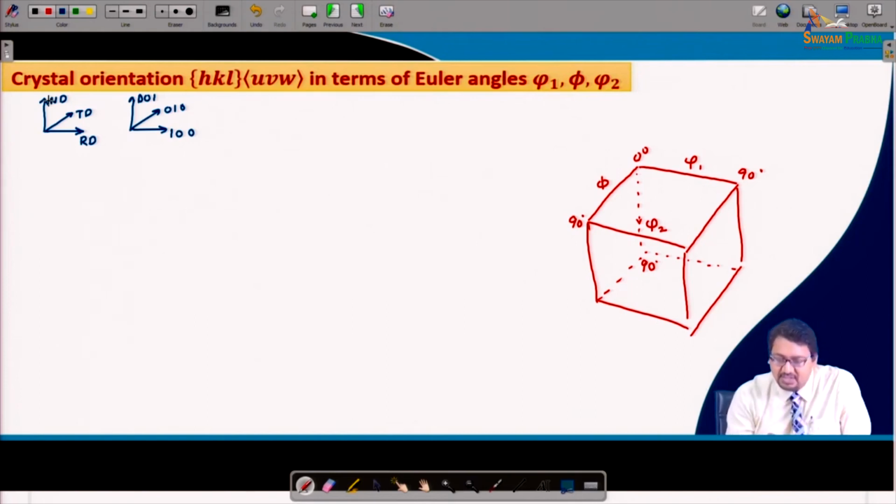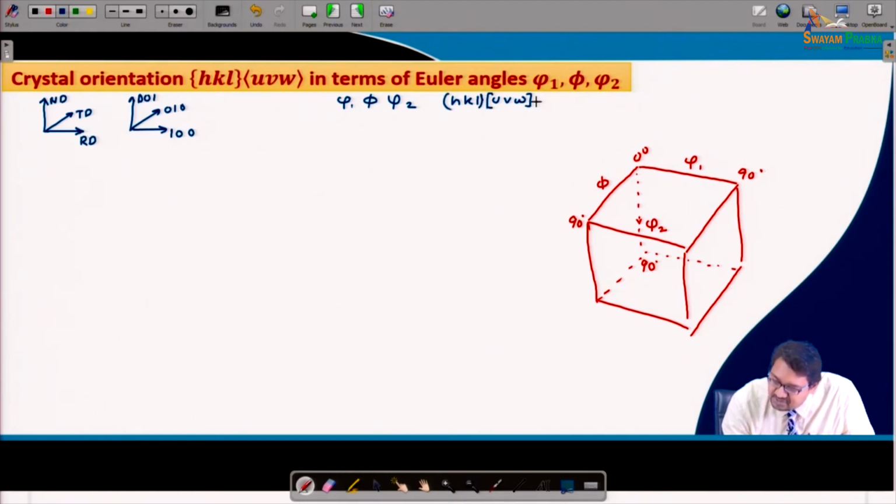So, you see that in order to construct the Euler space in terms of the crystal orientation HKL UVW, what we need is a sample reference system like we draw here, and the crystal reference system as we have drawn here. So, let us say phi 1, phi, phi 2, here we are keeping it for writing this in form of a table, and here we will keep HKL UVW. We will try to write the HKL UVW corresponding to as many phi 1, phi, phi 2 as possible.